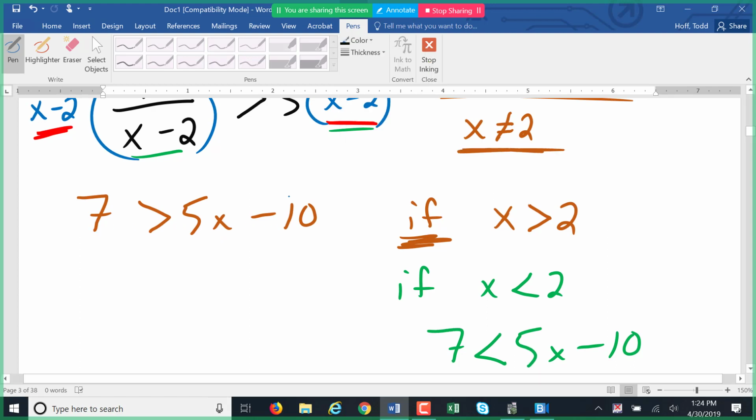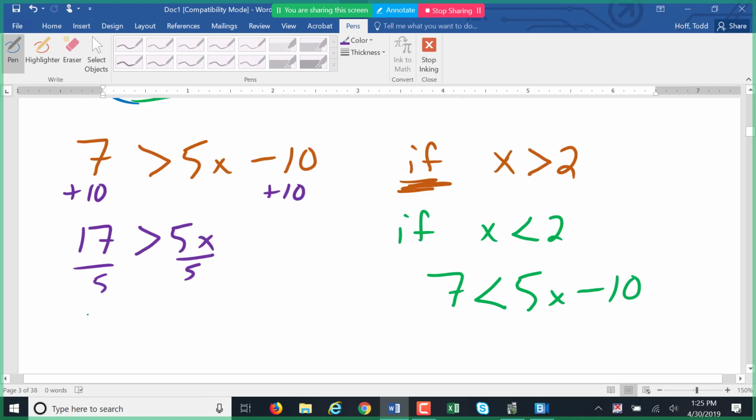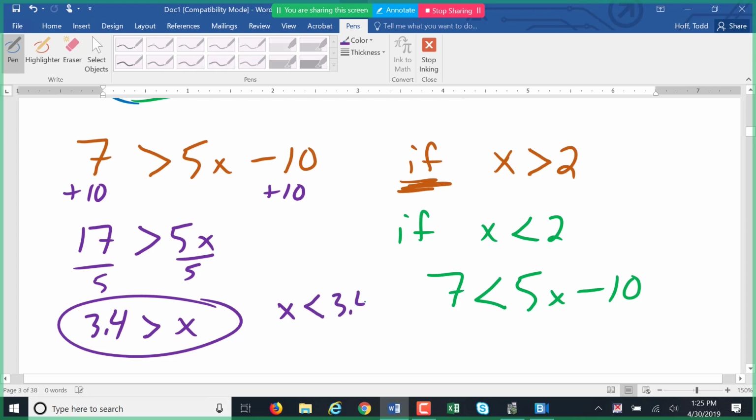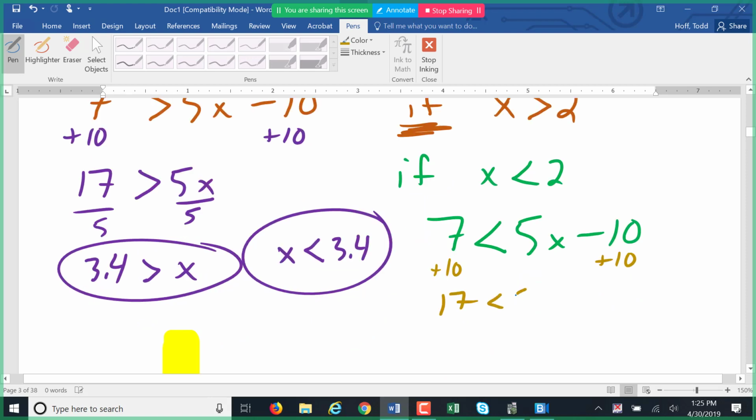So if I solve this over here for x, I'm going to add 10 to get 17 is greater than 5x, and I'll divide by 5. 17 divided by 5 is 17 over 5, or 3.4 is greater than x. x is less than 3.4 is what that's saying. Let's go over here and solve this one. Over here we would add 10. We would get 17 is less than 5x.